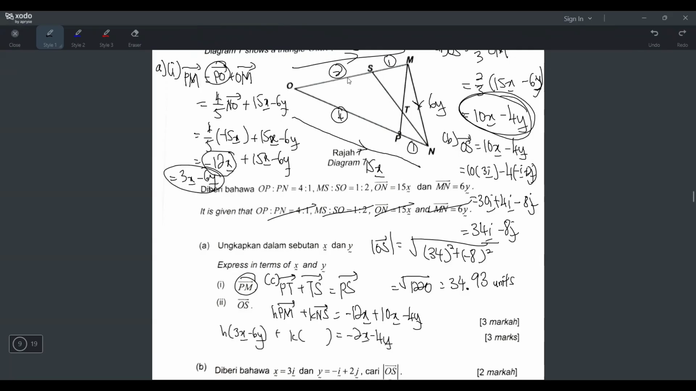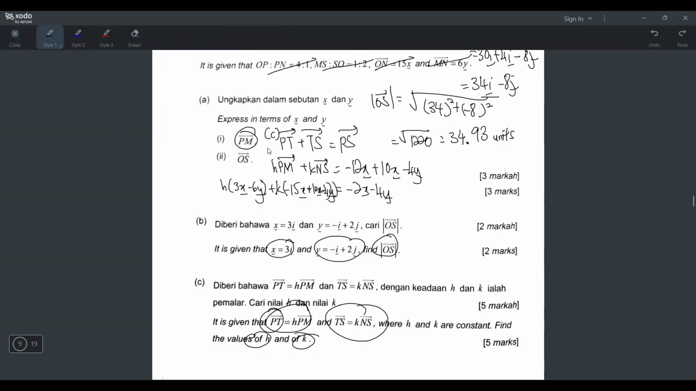So we can go NO plus OS. We all know ON is 15x, so NO is negative 15x. And then plus with OS I have already 10x minus 4y. Okay, so I need more space. So it will be plus with K bracket, okay, NS ma. So it's NO plus OS, which means negative 15x plus OS, I find it here already, 10x minus 4y. So here I write 10x minus 4y. Okay, this one is x. Huh? Okay, so now you will just solve for this.